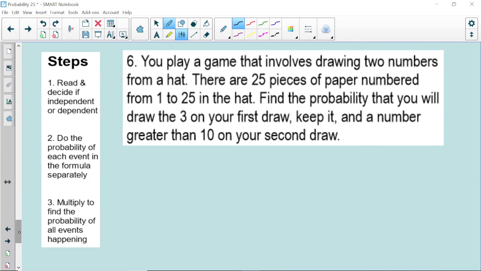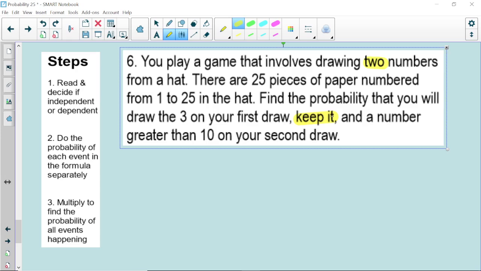Last one here. We're gonna play a game that involves drawing two numbers from a hat. So again, two events are happening. We're picking one number from the hat. We're picking a second number from the hat. So two events. In that hat, there are 25 pieces of paper numbered 1 to 25. So 25 numbers, 1 through 25. Find the probability that you will draw a 3 on your first draw. Keep it. And then draw a number greater than 10 on your second draw.